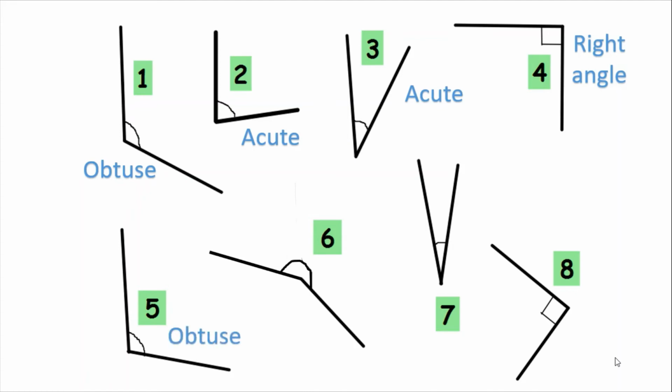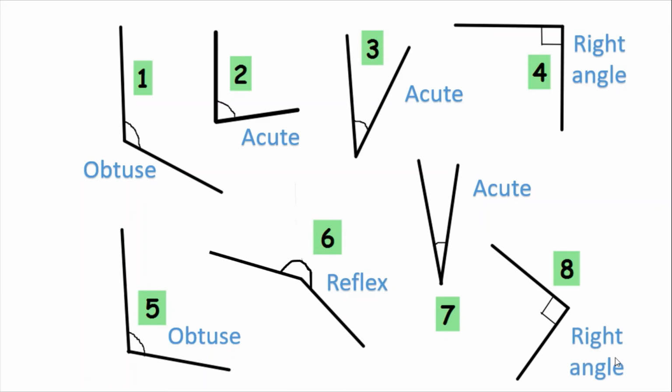Number 5, obtuse. Again, it is greater than a right angle. Number 6, a flexible reflex angle. You can see that the turn has gone over a half circle and it's keeping on going. It's a reflex angle. Number 7, acute. It's a little angle again. It's an acute angle. And number 8, you guessed it, is a right angle.